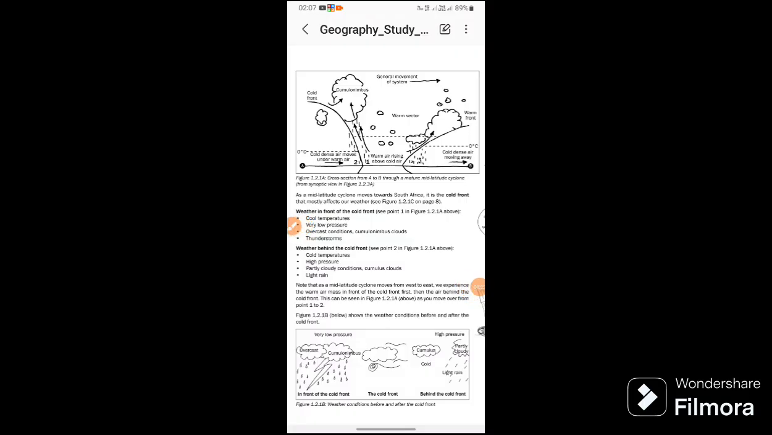Going to focus on the mid-latitude cyclone, on the cross section of mid-latitude cyclone.